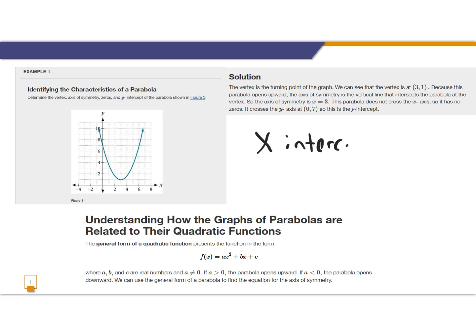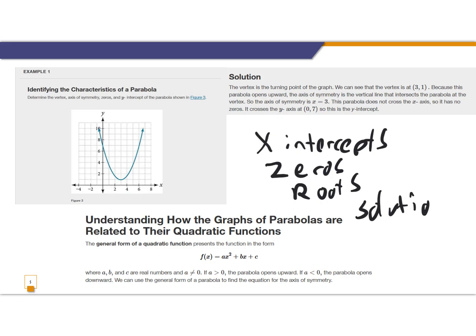X-intercepts, in this case, don't exist, but they're also called zeros because the y value is 0. That's why we call them zeros. The y values are zeros. We can call them roots. We can call them solutions. They're all the same thing. That would actually be a pretty good multiple choice question.